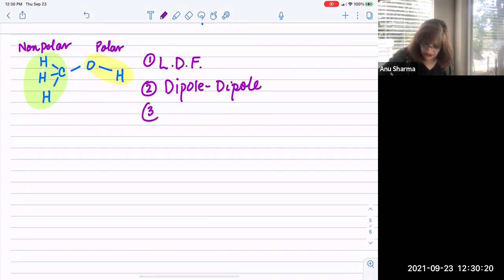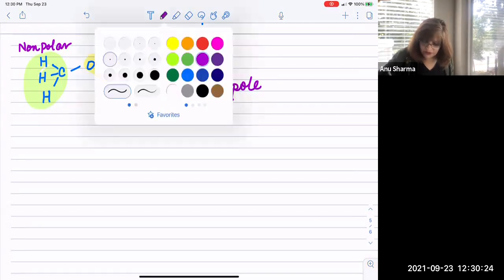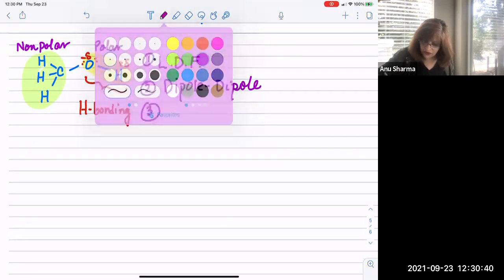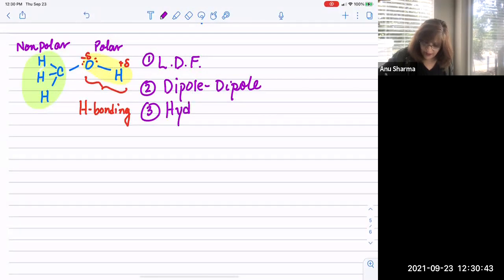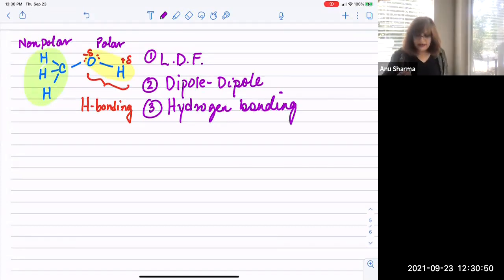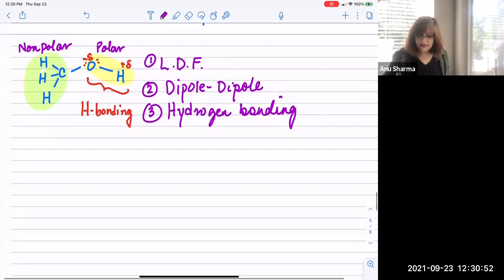And the third is because of this OH bond. Because of this OH, oxygen is delta negative, hydrogen is delta positive, and oxygen will always have lone pairs. So this is responsible for hydrogen bonding. This molecule will have hydrogen bonding also. Anytime it's an OH bond, that is hydrogen bonding.